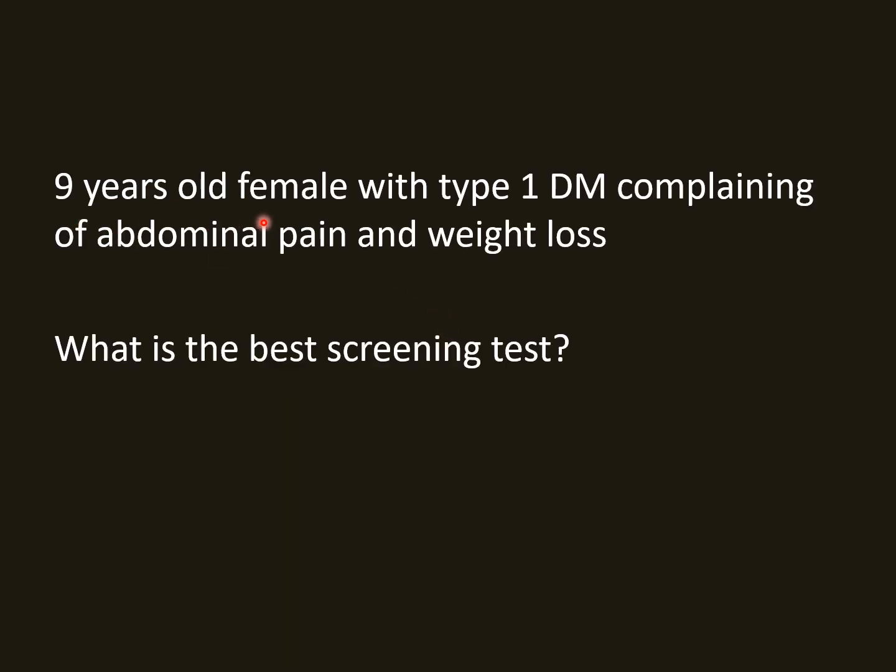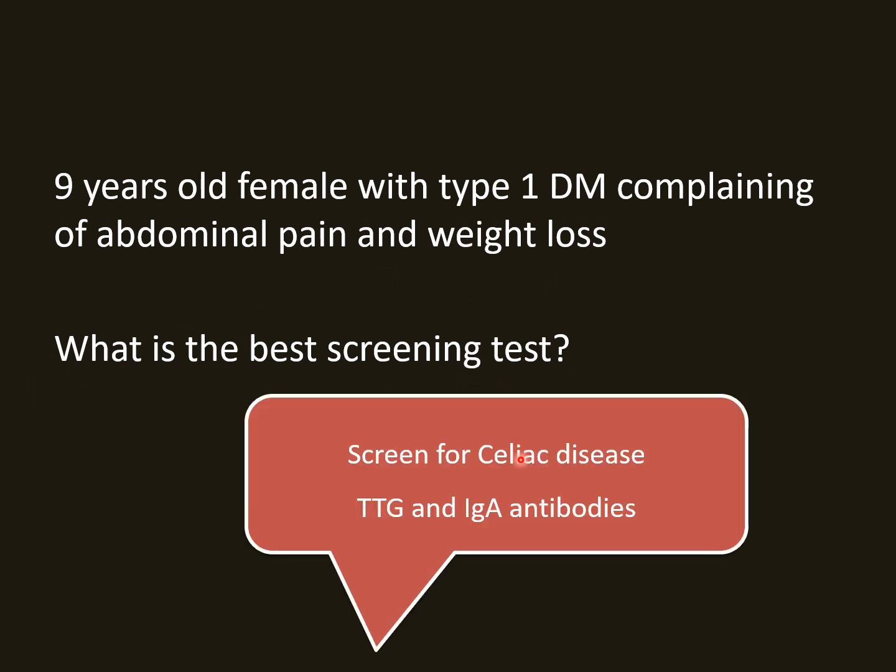This is a 9-year-old female with type 1 diabetes mellitus complaining of abdominal pain and weight loss. What is the best screening test? The best screening test is to screen for celiac disease with tissue transglutaminase antibodies and IgA antibodies.